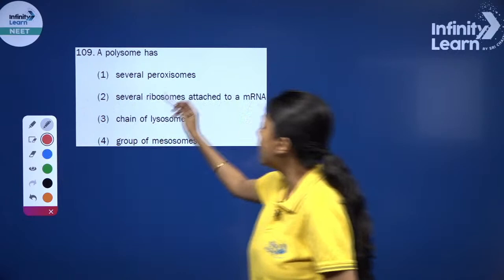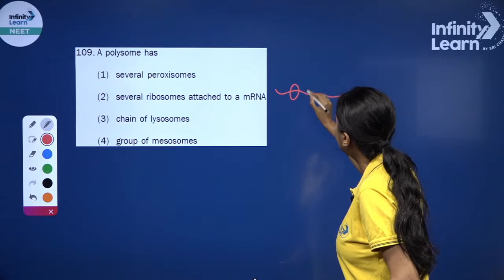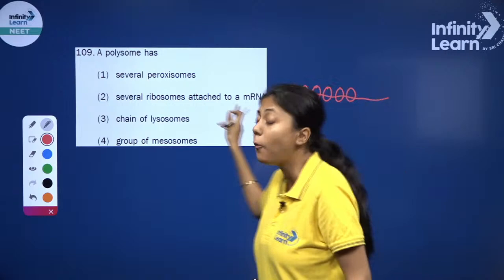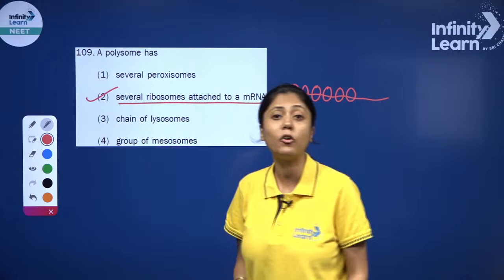Yeah. A polysome has several peroxisomes. Come on now, guys, what is a polysome? Polysome is when there is an mRNA and on this mRNA many ribosomes are attached, then it is known as a polysome or a polyribosome, found in prokaryotic cells. So the answer would be several ribosomes attached to mRNA. So the second option would be the correct answer. Next, let me delete it off.